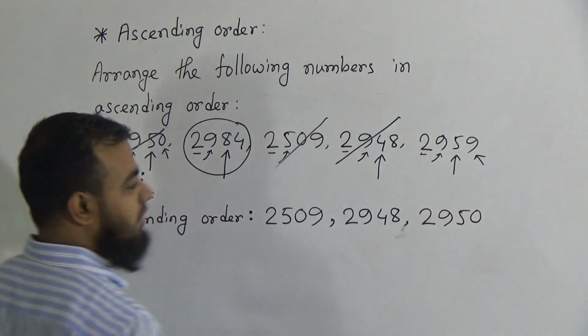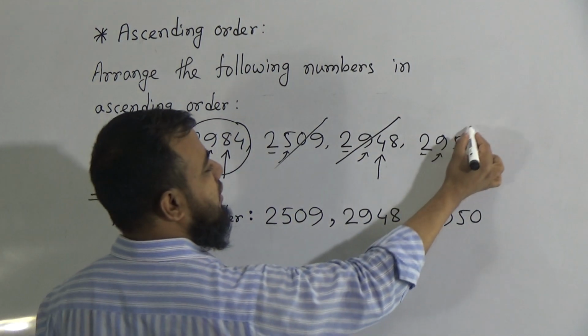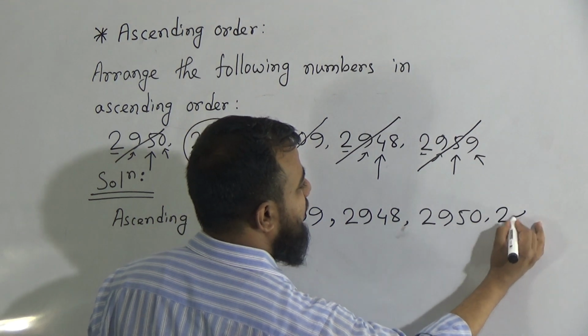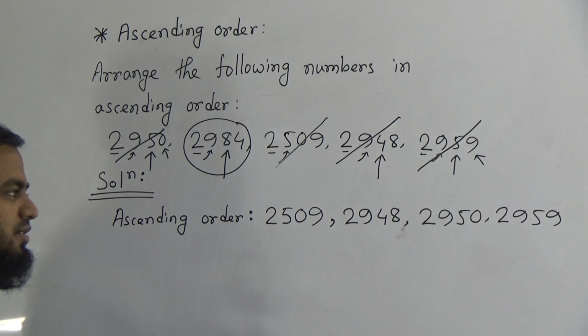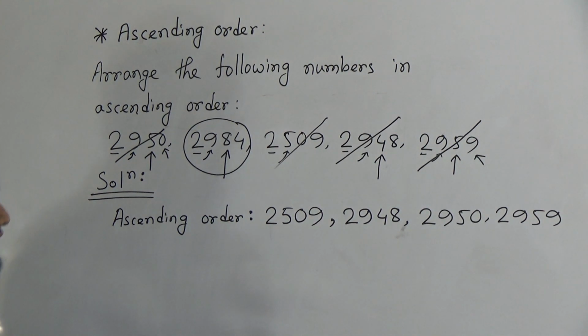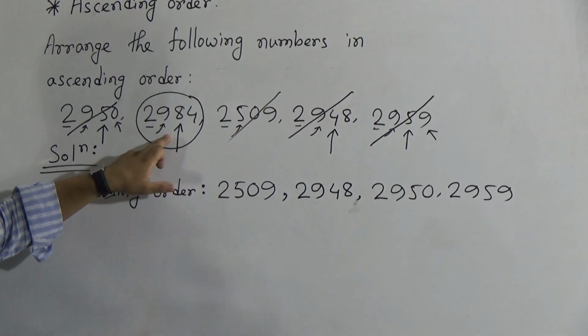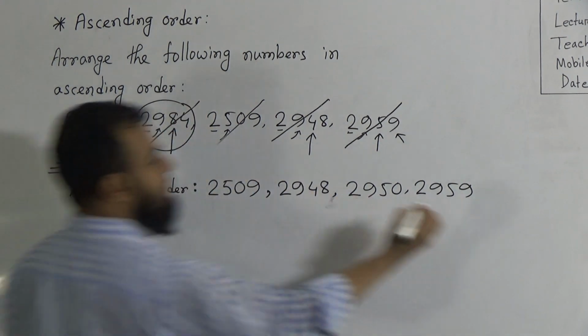2950 is our next number and the immediate next number will be this one among the given 5 numbers. It will be 2959. That means 2959 will be our 4th number. And our last number should be what? Our last number should be this one because this is the biggest number among the given 5 numbers. It's 2984. Cut this number and write down 2984.